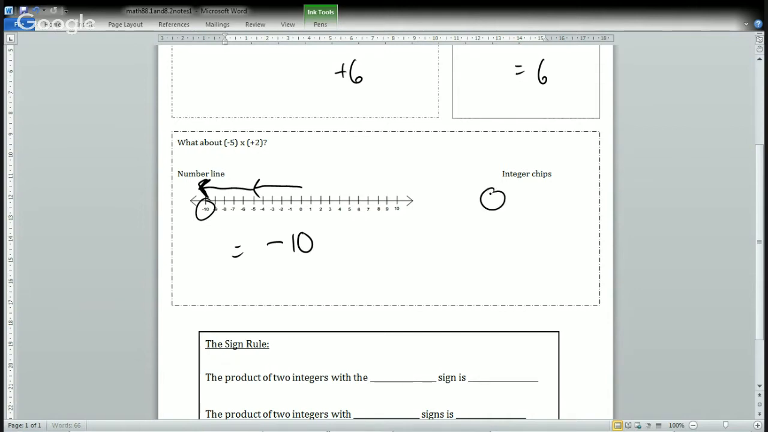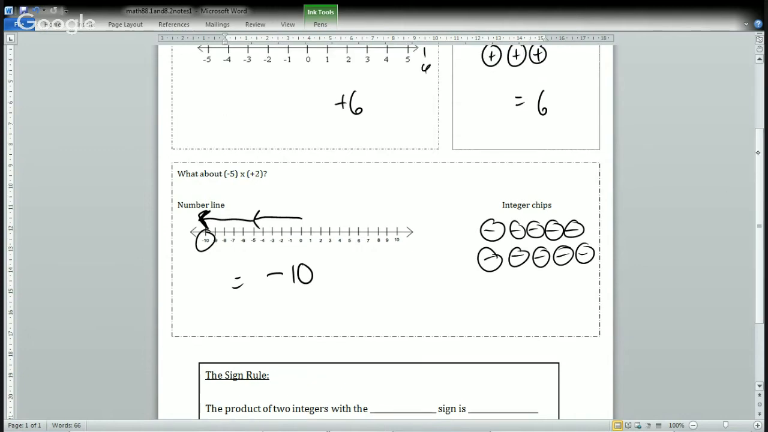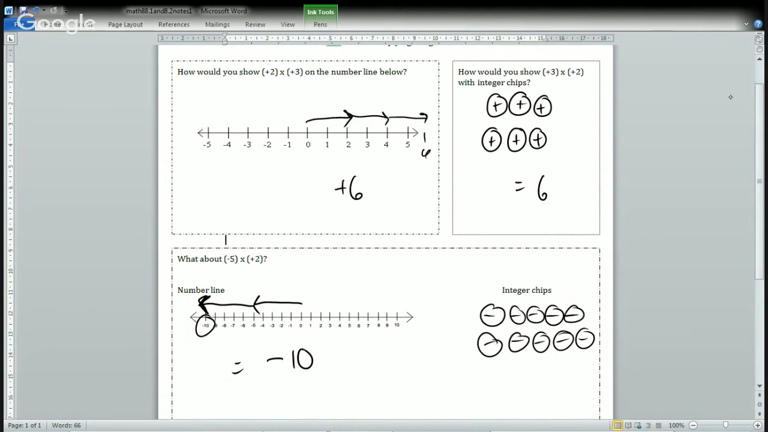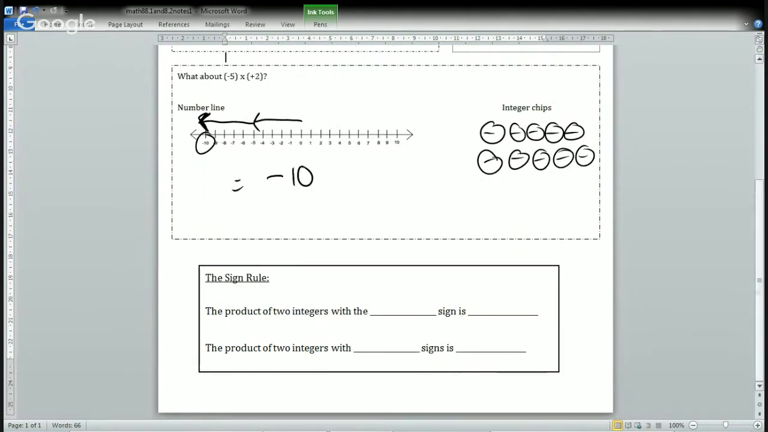If I were to represent it with integer chips, here are my 5 negatives times 2. I'm going to double it. So look at that, all together I've got 10 negatives. Now, there's a bit of a rule that comes along with this, which maybe you've been familiar with before. If it's a positive times a positive, I got a positive. If it's a negative times a positive, I got a negative. So that's what we call the sign rule.